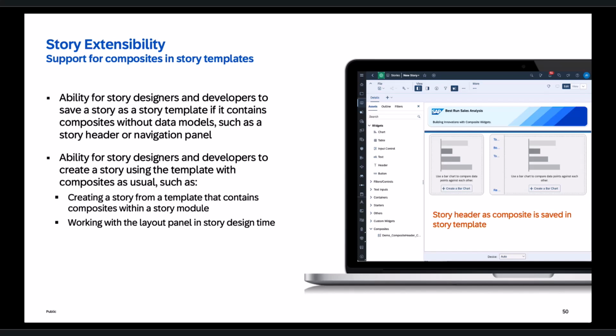The next feature is also related to the composite. Now you will be able to save a story as a story template if it contains composites without data models, such as a story header or navigation panel. You can see that I have a story using the story header as a composite. Then I can save that as a template and use this template to create a new story. Within the template, you can see this story header composite is available.